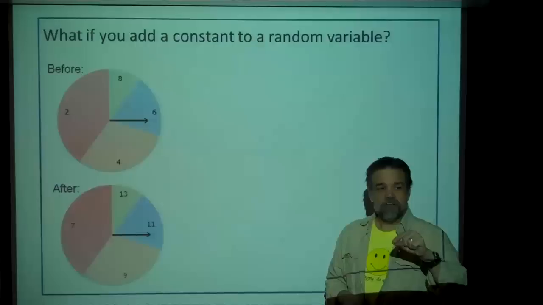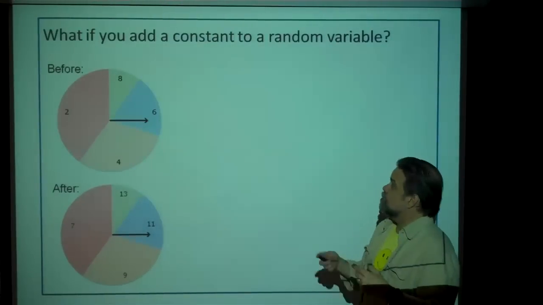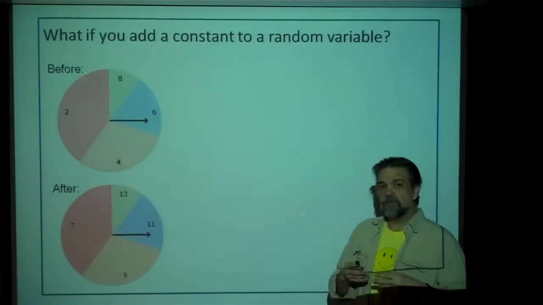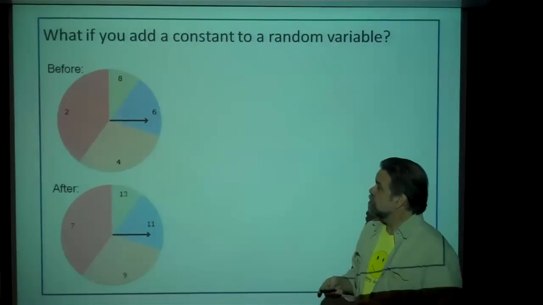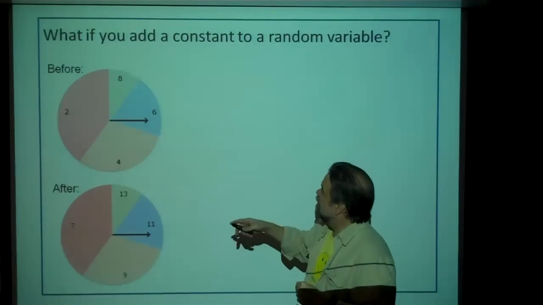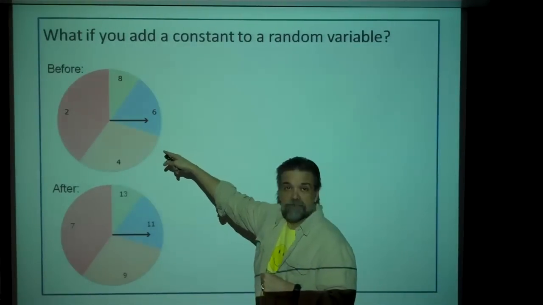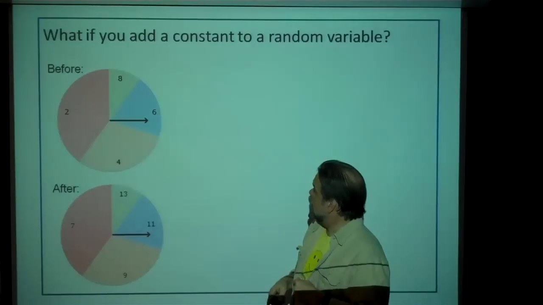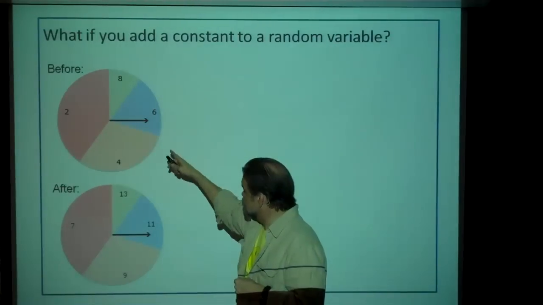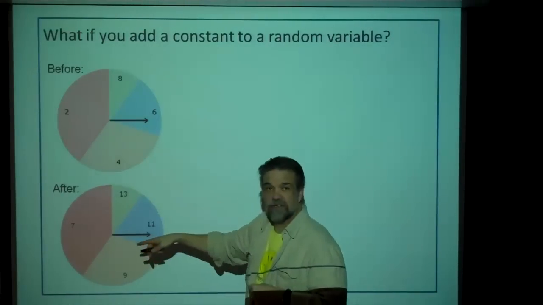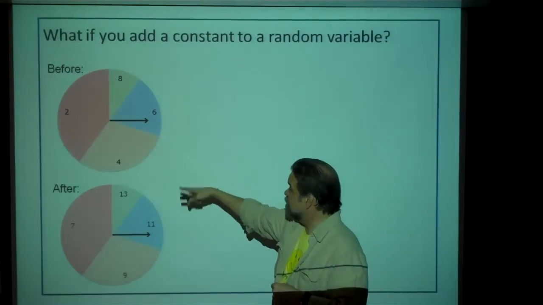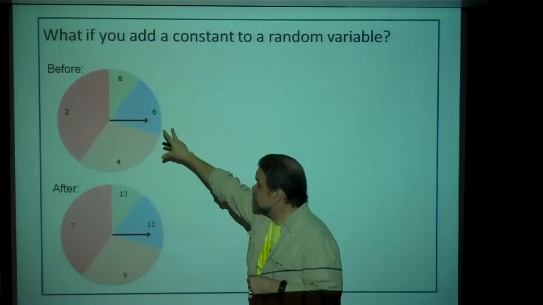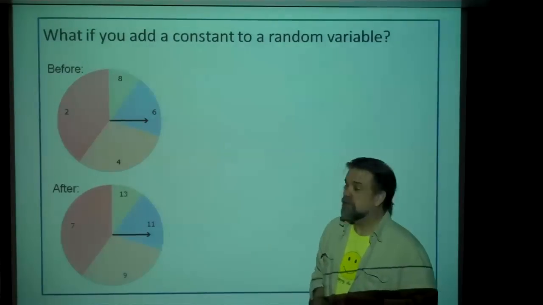Now, let's talk about what happens if you have a random variable, you've calculated the mean, the variance, and the standard deviation. What happens if you add something to that? For example, here I have my original spinner, and here I have an altered spinner. What's the difference? Well, I've gone from 8 to 13, from 6 to 11, from 4 to 9, from 2 to 7. I think it's pretty obvious that what I've done is I've added 5 to each of these here. So if this is x, this would be x plus 5. All right?